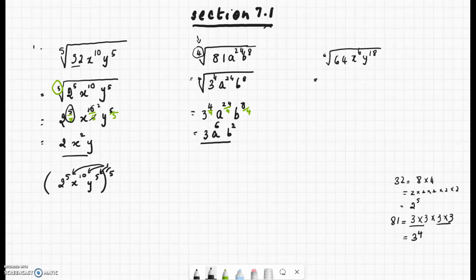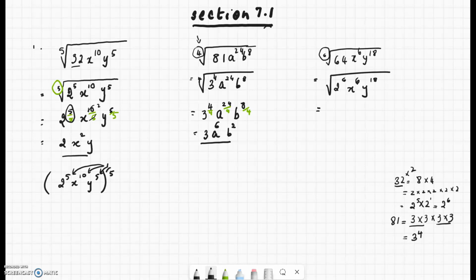Next, this is the 6th root. Now 32 times 2 is 64. So I multiply with another 2. So that becomes 2 to the 6th. And that's convenient because we are taking the 6th root. So this is 2 to the 6th, x to the 6th, y to the 18.